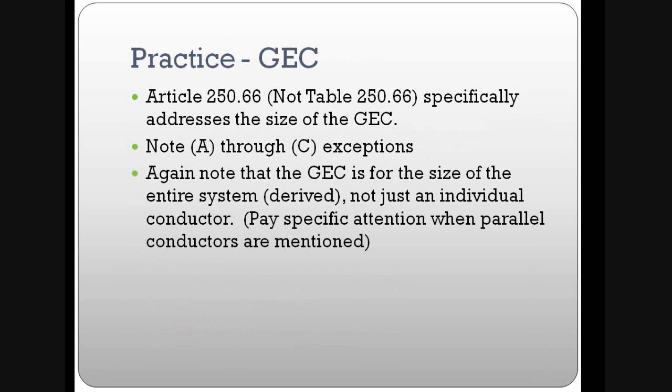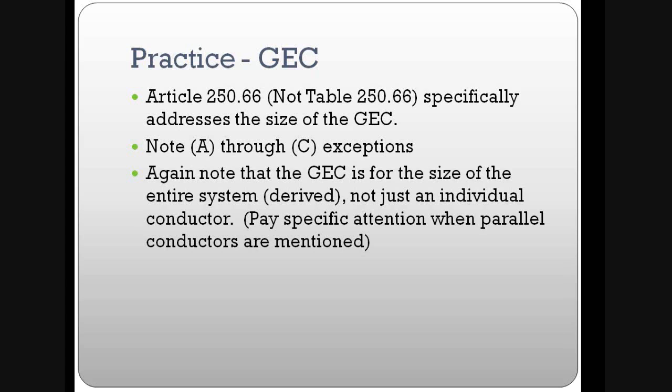Now quickly, let's take a minute and practice using our grounding electrode conductor. This is in Part 3 of Article 250, where it talks about the grounding electrode conductor and the grounding electrode system. As we follow through, trying to find the size in order to size our grounding electrode conductor, we end up at 250.66.